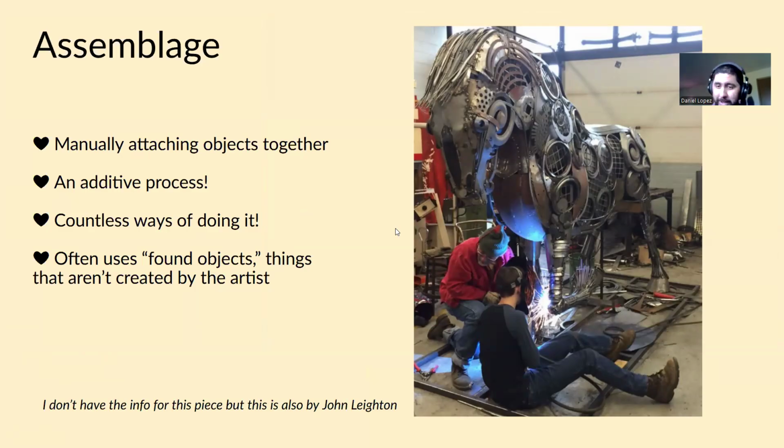This is John Layton again. Yes, he was one of my beloved people in my life. Here's him and one of his students, I think his name was Seth, maybe, helping him out making this horse. The horse is made out of found objects, meaning materials that he didn't make himself, but he found. So this is combining stuff together. It's an additive process, right?